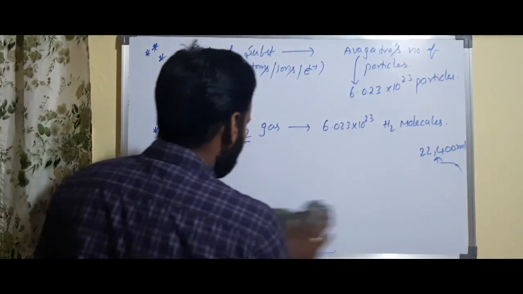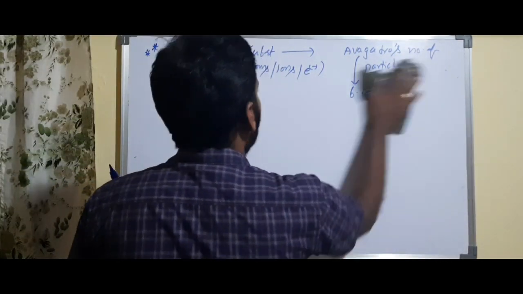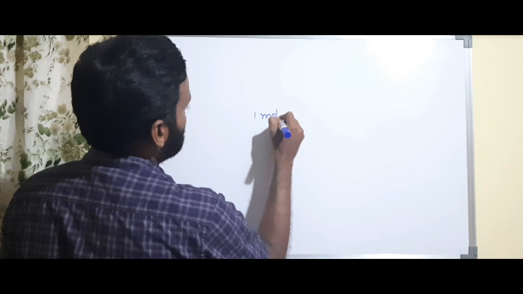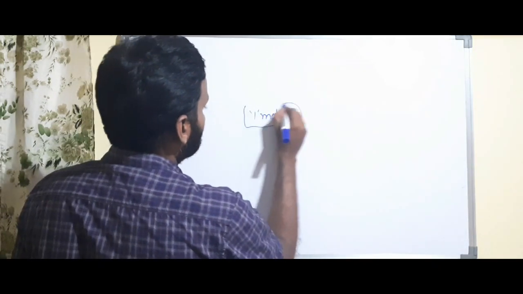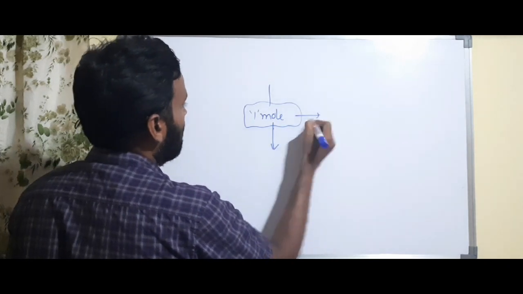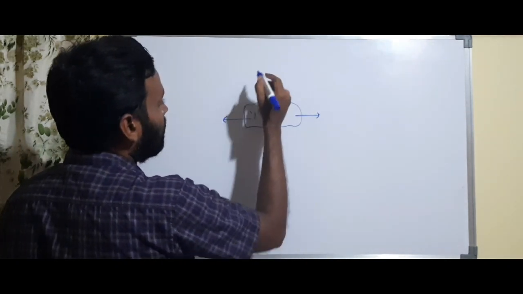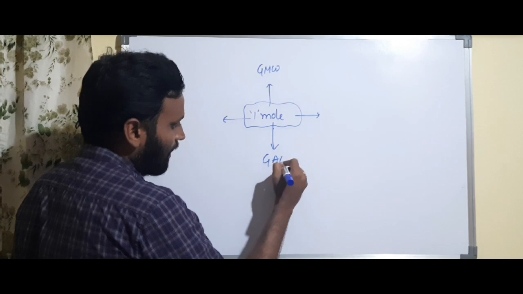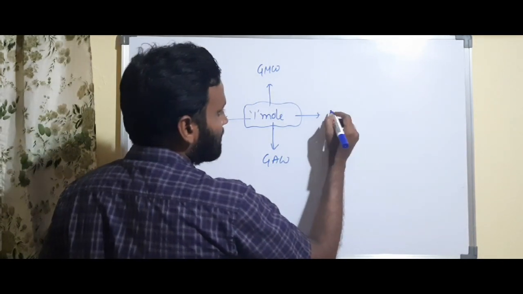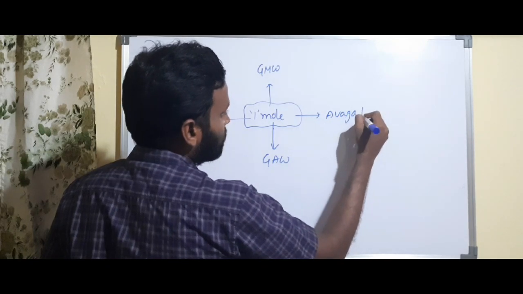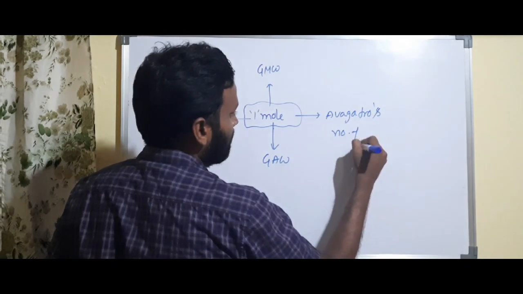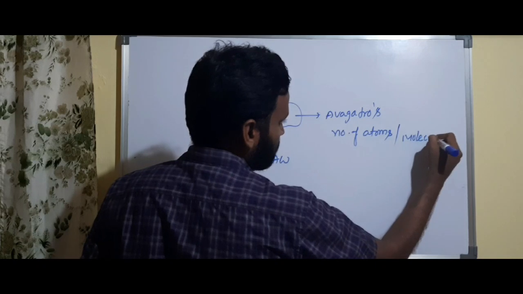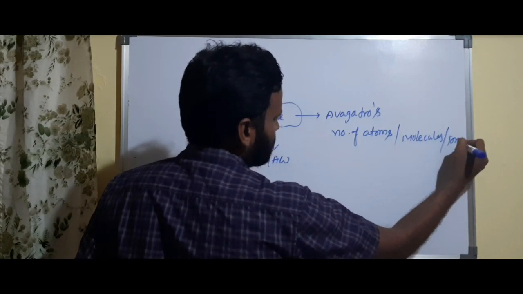Okay, so this is about the mole concept. So 1 mole means how much? Simply I'll write, 1 mole. 1 mole will be equal to its gram molecular weight. I told you, 1 mole is equal to its gram atomic weight. I told you, 1 mole consists of Avogadro's number of atoms, or molecules, or ions. This all comes under this.